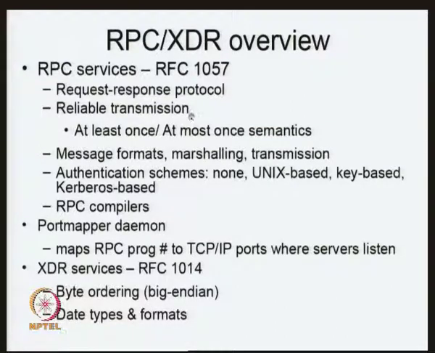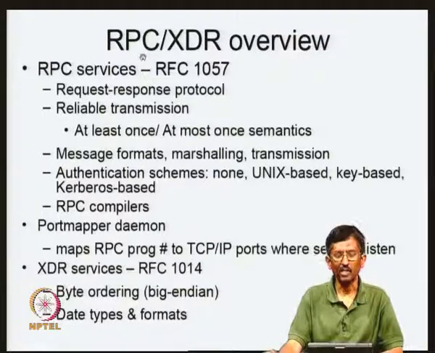So let's look at some aspects of the NFS protocol. One of them is RPC. RPC stands for Remote Procedure Call. It's a request response protocol, and ideally it should have reliable transmission. But that is not really feasible with networks, and so that's why RPC can have two types of models, what is called at least once and at most once semantics.